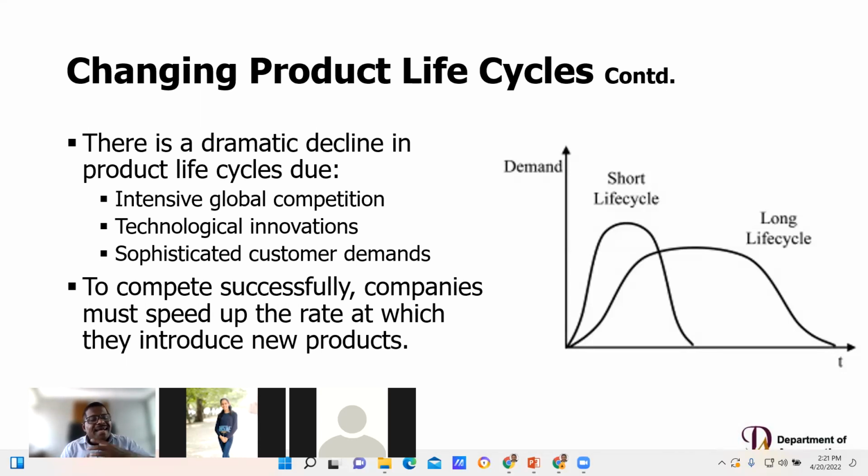You get diversity of breads. Even with new technology in agriculture, you get different rice. You see, but as a product, the whole, I think there's a long life cycle. There is a dramatic decline in product life cycle because of global competition.